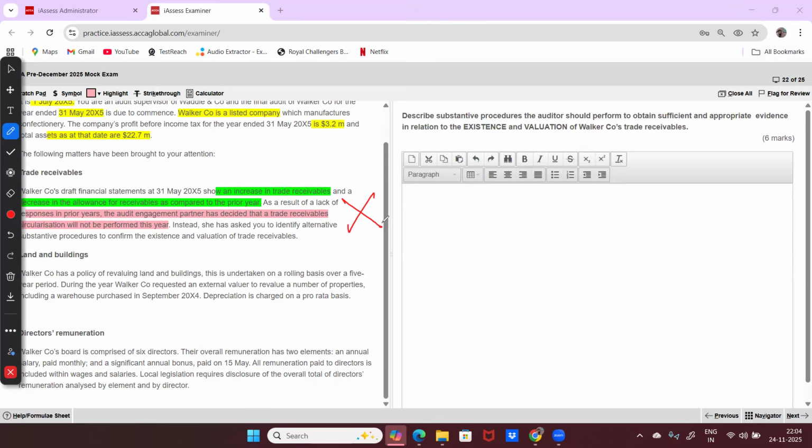But because students ignore the full case study and just write the rote-learned procedures into the answer, thinking they'll get full marks, oh my God, ultimately they get zero, right? This is very commonsensical. So that is the reason. Please make sure that you are reading the question and writing the substantive procedures as per that only.